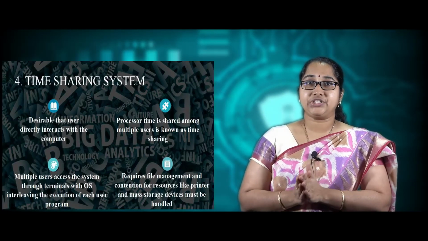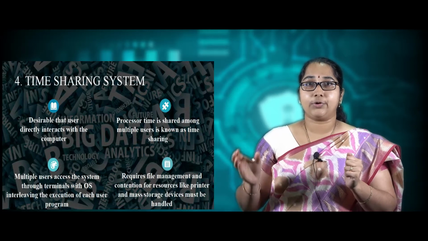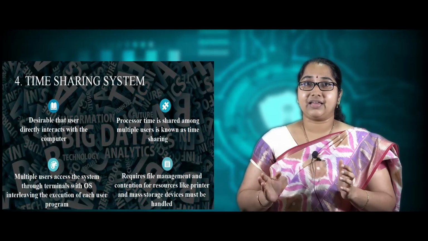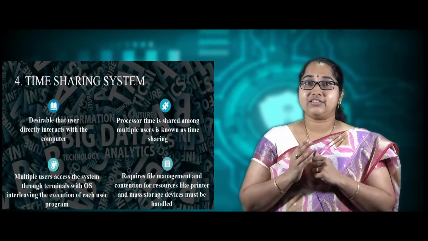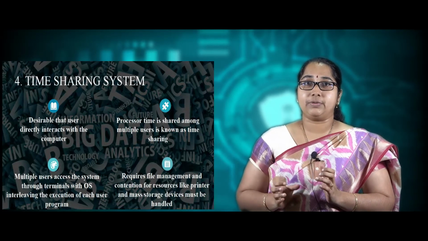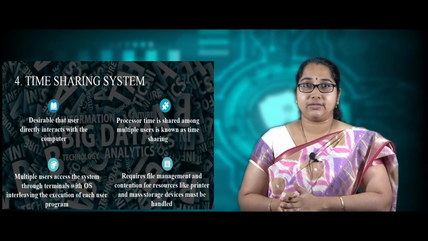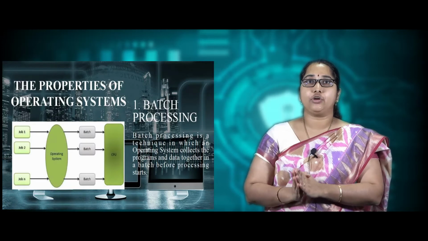The next type is time sharing systems. The user needs to directly access the computer or the system. In this case, time sharing is used. In case of time sharing, the processor is being divided among multiple users, and the multiple users are controlled by the operating system. Now let us see some of the properties of an operating system.